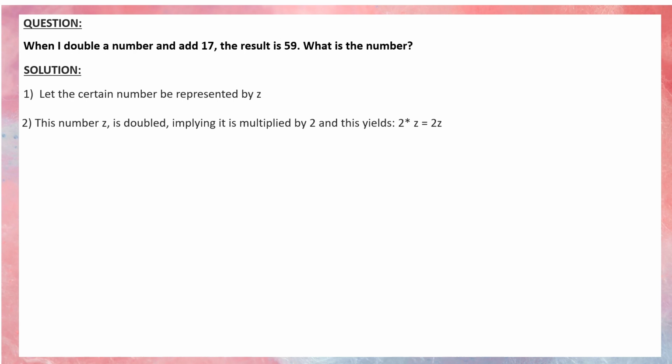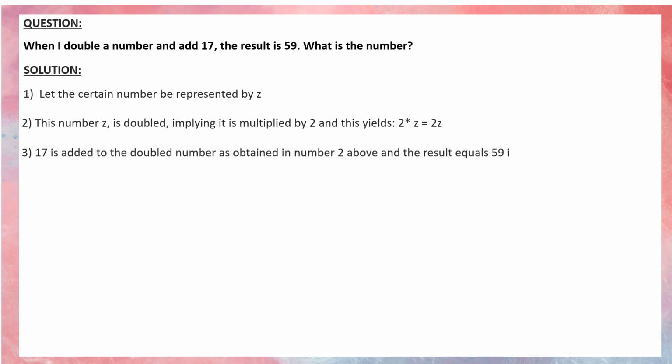And that's why if we look at the second line, it says this number z is doubled. And that implies that we are multiplying it by 2. And if you multiply z by 2, you have 2z. As we have it in the question, 17 is added to the result, that is 17 is added to the double number. When you add 17 to 2z, you have 2z plus 17, and that result gives us 59.